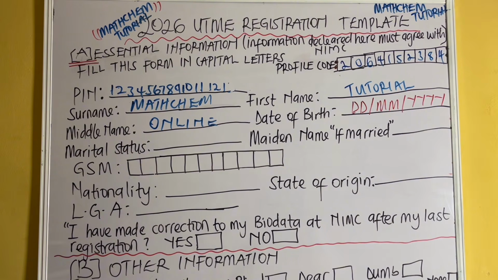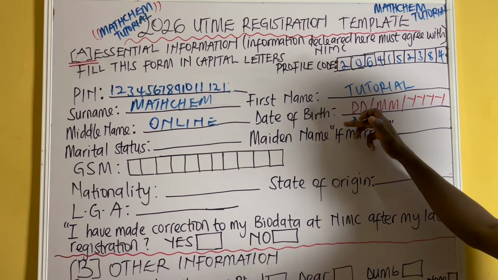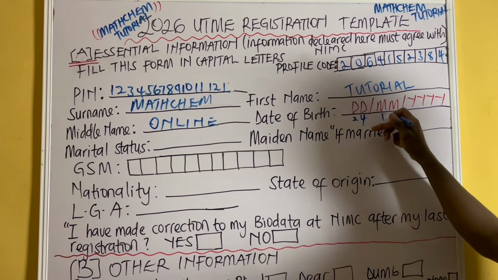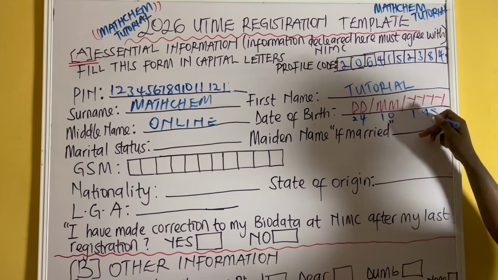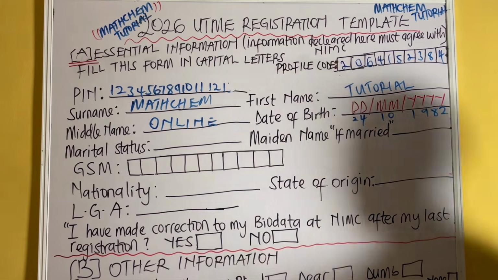Now look at that date of birth. You have to write the day first, followed by the month and the year. So how will you write it? It's going to be 24 10 1982. That's the date of birth.